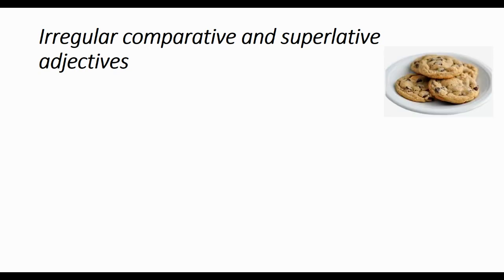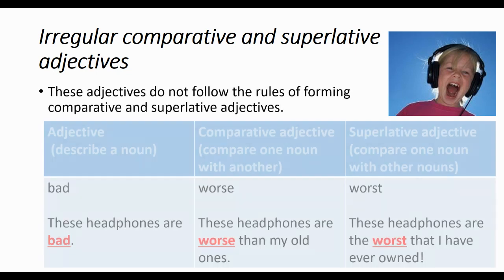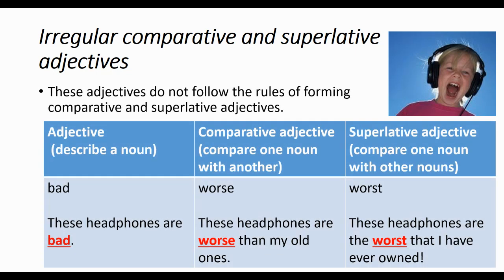Let's look at another example. Okay, I love cookies, so I'm going to use cookies as my example here. Eating one cookie is good, but eating two cookies is even better. However, eating a plate of cookies is the best. So again, adjective, comparative, and superlative. Now let us look at the negative of good, better, and best, and that would be bad, worse, and worst.